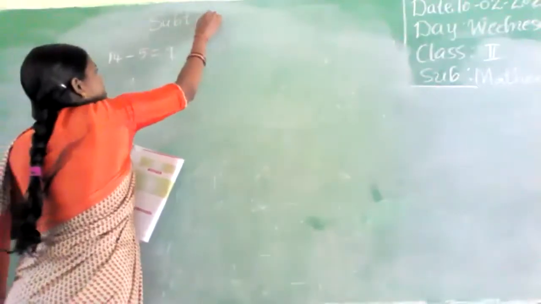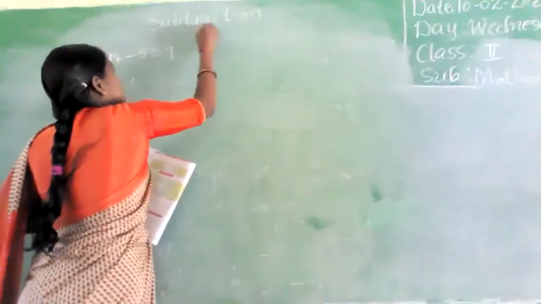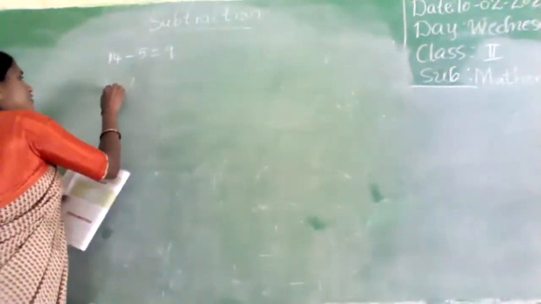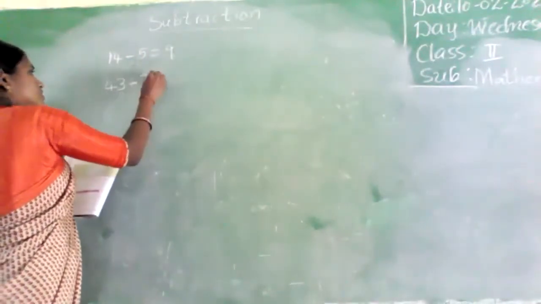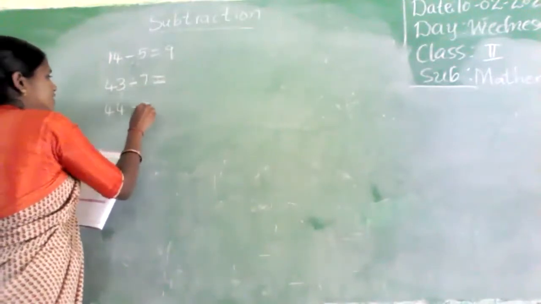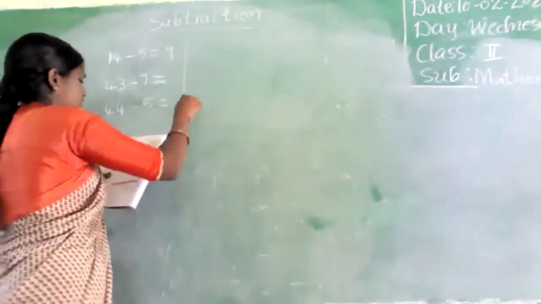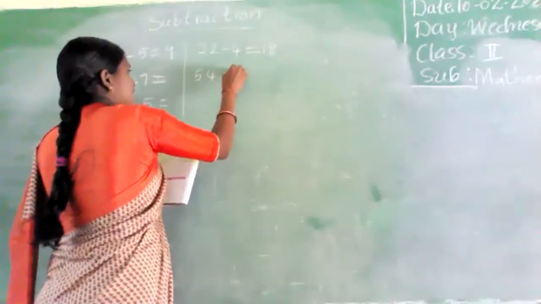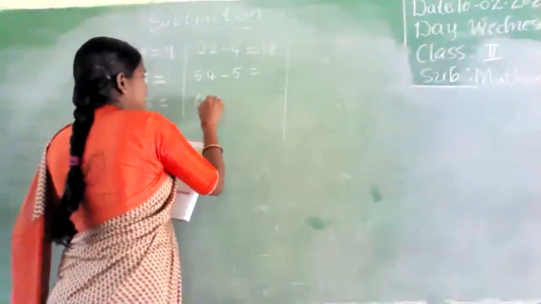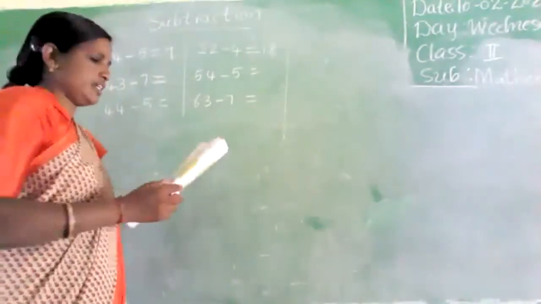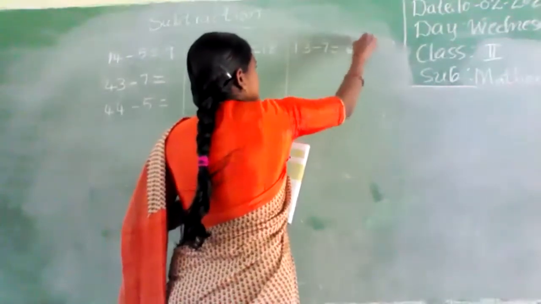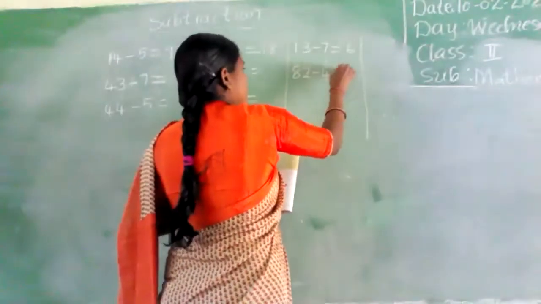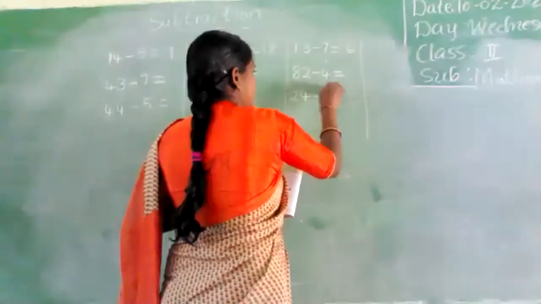Subtraction. S-U-B-T-R-A-C-T-I-O-N. Okay, 14 minus 5 is equal to 9. Write that only. 43 minus 7 is equal to, 44 minus 5 is equal to. Next, 22 minus 4 is equal to 18. 54 minus 5 is equal to, 63 minus 7 is equal to. Next, 13 minus 7 is equal to 6. 82 minus 4 is equal to, 24 minus 5 is equal to.